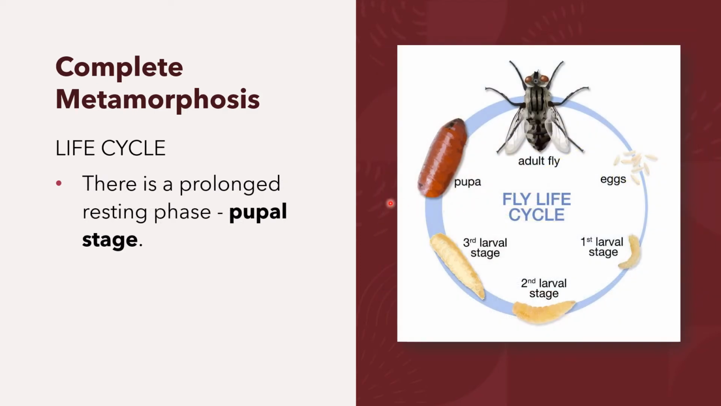Another feature of the life cycle of complete metamorphosis is that there is a prolonged resting phase, and that is known as the pupal stage. The pupal stage is usually considered the resting phase, although many active changes are occurring internally. The larval tissues and organs break down entirely, then reorganize into the adult form. After the reorganization is complete, the pupa molts to reveal a mature adult, as seen in this figure showing the life cycle of a fly.